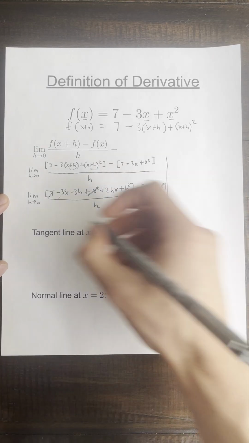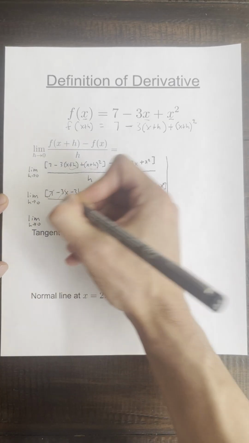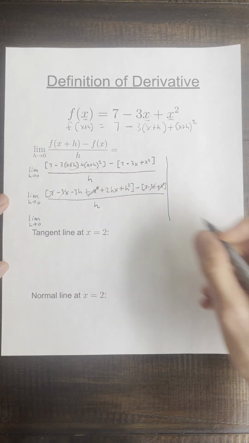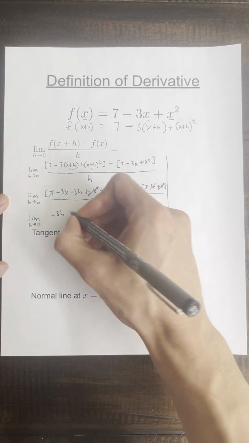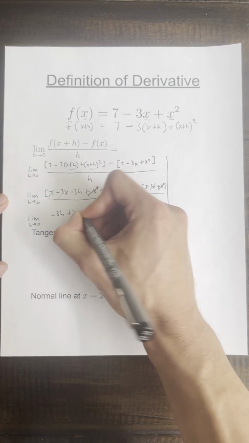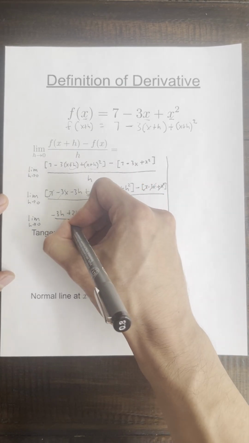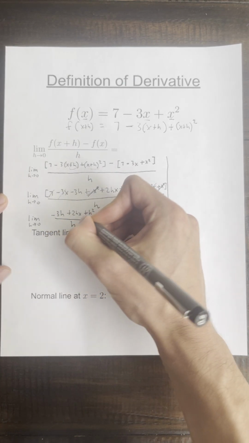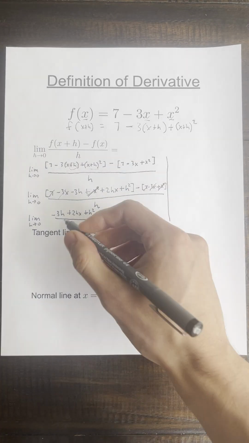So what are we left with? We're left with minus 3h plus 2hx plus h squared over h. How do we simplify this expression?